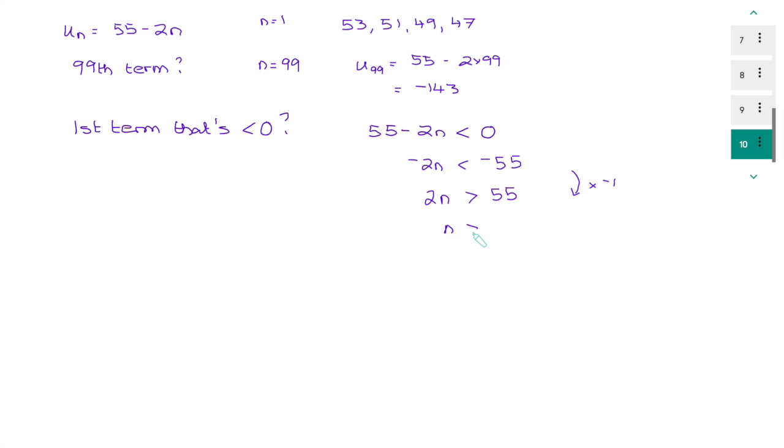So n is bigger than 55 divided by 2, which is 27.5. So we've got n bigger than 27.5, but n is a whole number. It's got to be one of the natural numbers, so the smallest value of n is n equals 28. So the first term that's less than 0 is the 28th term.